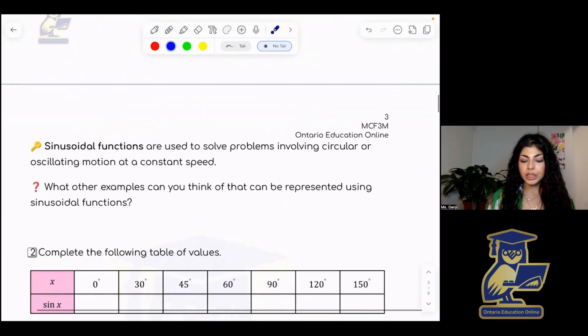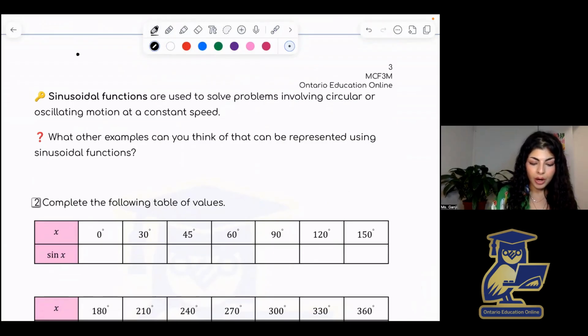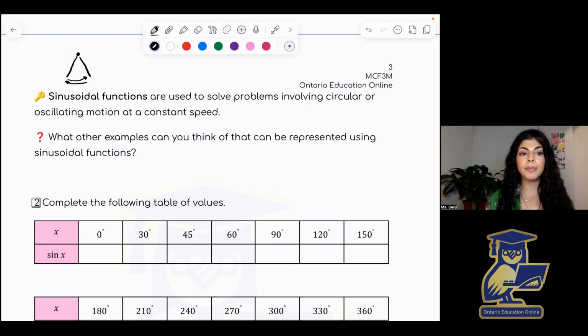So remember, sinusoidal functions are any function that has to do with a transformation of the sine function, and these are used to solve problems involving circular or oscillating motions at a constant speed. We just saw one of the circular examples, which is a Ferris wheel that goes around, and oscillating motions are a motion that you are swinging back and forth. So, of course, a swing itself is an oscillating motion. You can also think of a pendulum from a clock that starts from the middle and then swings back and forth.